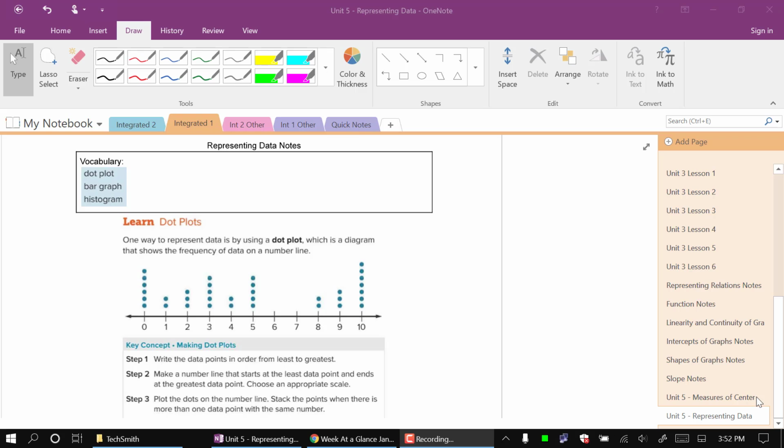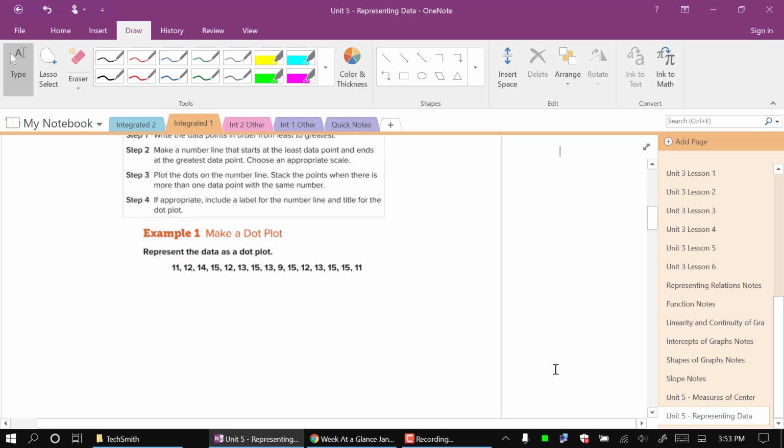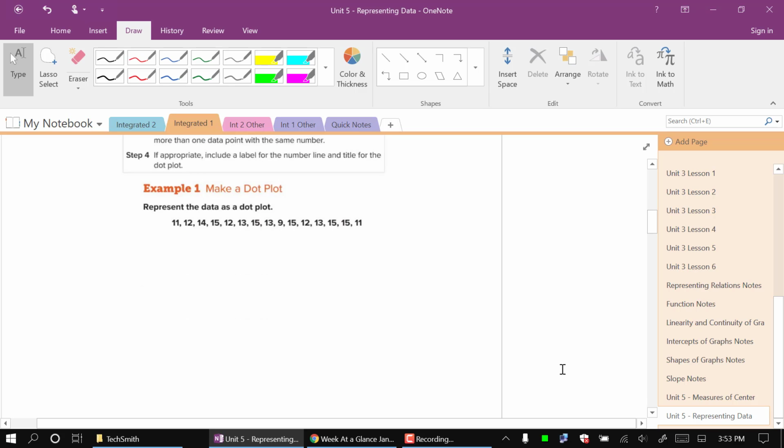One way to represent data is by using a dot plot, which is a diagram that shows the frequency of the data on a number line. So let's go ahead and try out making our own dot plot. We want to represent the data as a dot plot. So we're going to start writing the numbers from least to greatest.